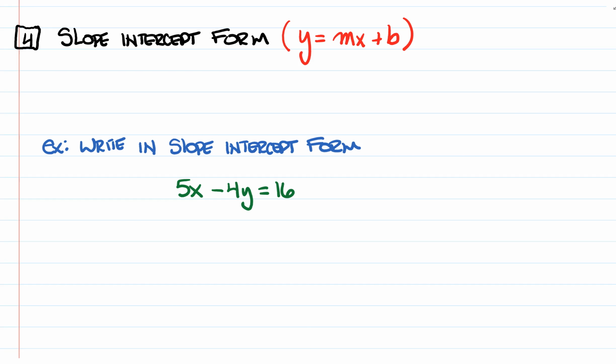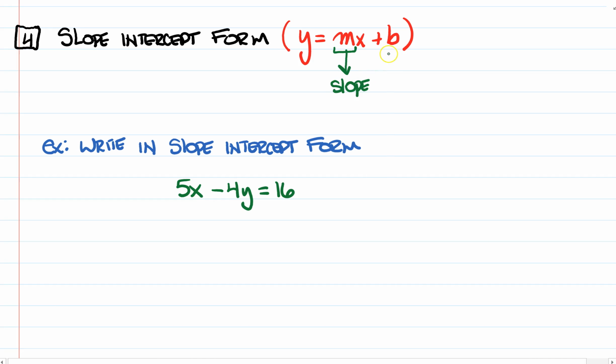Okay, box number 4 is slope-intercept form. Again, this should not be anything new to you. In Algebra 2, you should have seen this in Algebra 1. So slope-intercept form is this form right here. y is equal to mx plus b. The m, of course, is your slope value.